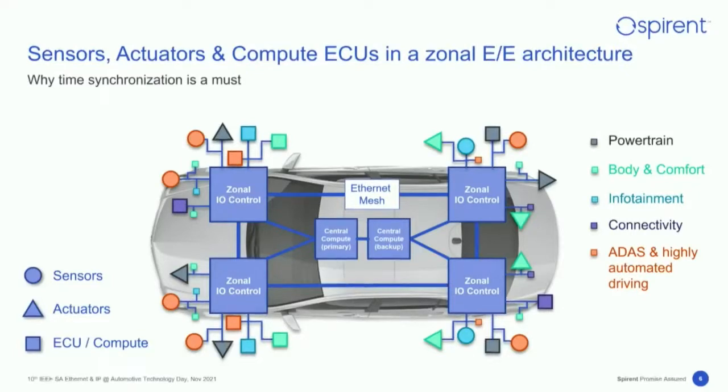That means for the devices that are part of the same domain, in order for them to work well together, they need to be synchronized. They need to have the same notion of time. That's why time synchronization is very important, not only in the core network, not only in the Ethernet mesh, but also at the edges.